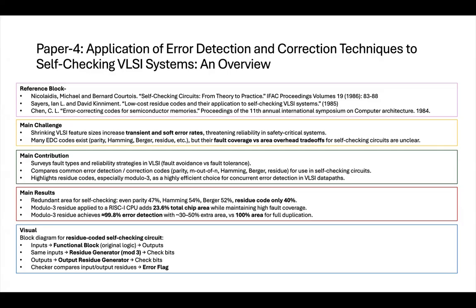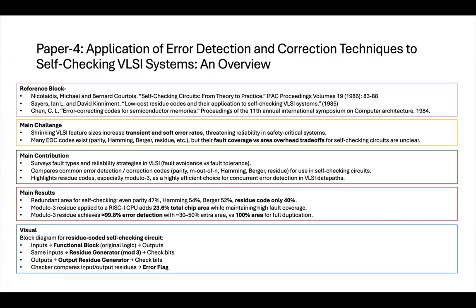The authors walk through the main classes of fault tolerance strategies, fault avoidance versus fault tolerance, and then focus on concurrent error detection using coding techniques. They compare common codes such as parity, Hamming, Berger, and residue codes in terms of fault coverage and area overhead. The key takeaway is that residue codes, and in particular Modulo 3 residue coding, often give the best trade-off for data path circuits. You compute a residue on the inputs, compute a residue on the outputs, and compare them. Any mismatch flags an error.